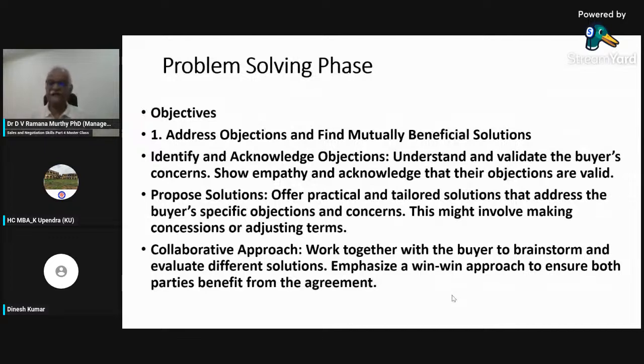So that actually might involve making a lot of concessions and a lot of adjustment in terms and conditions between yourself and the client. So please note again here, you're working together. That's why it's called collaborative approach. Problem solving, what we mean, the problems are not yours, they are the client's problems.